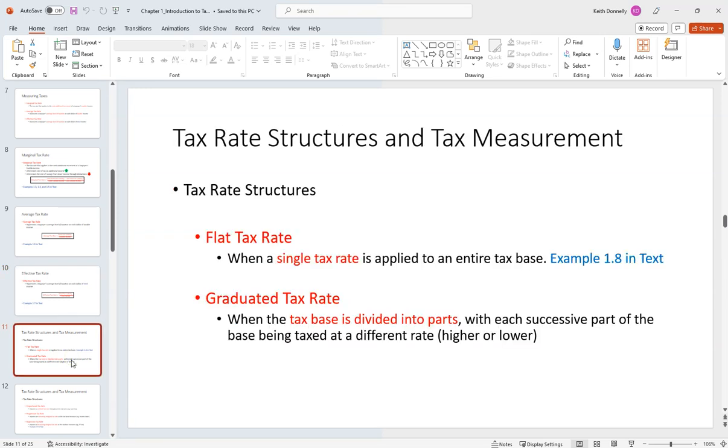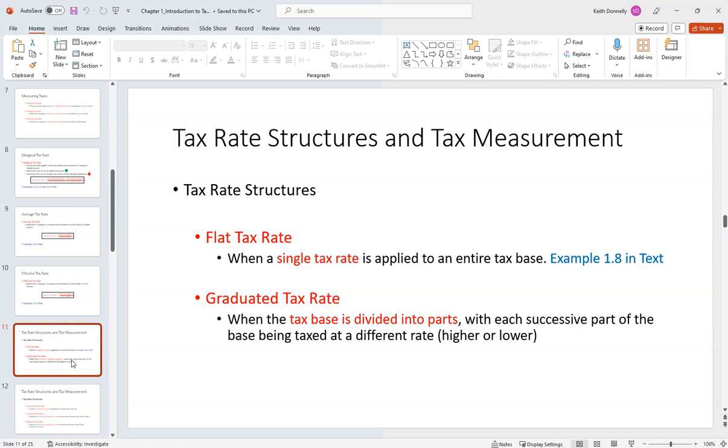Okay, continuing here, a flat tax rate versus a graduated tax rate. Well, a flat tax rate is whenever a single tax rate is applied to an entire tax base. So that dollar store example, if you go in and you buy $100 worth of stuff, it's going to be 6%. If you buy $1 worth of stuff, it's 6%. It's flat tax throughout, 6% no matter how much you spend.